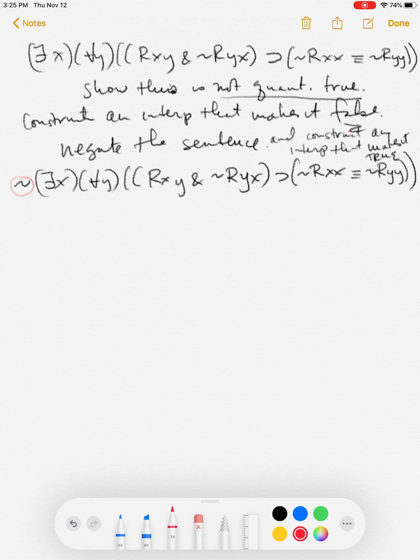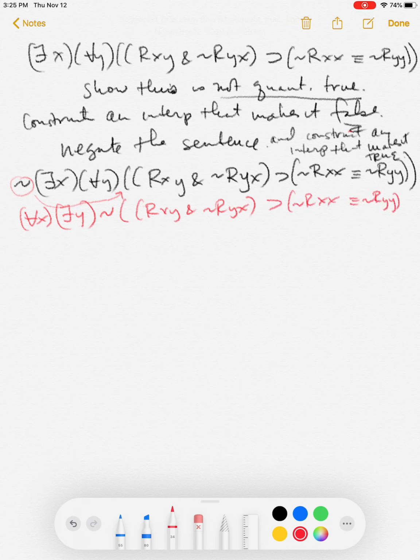I've stuck a negation sign in front of the whole thing, and now if I push that negation sign through so it shows up on the other side of those two quantifiers, it flips the quantifiers. Remember, we talked about that back in chapter 7. The existential turns into a universal, the universal turns into an existential, and out pops the negation sign on the other side. So now we've got the negation of this thing. Let me write the whole thing out: Rxy and not Ryx, horseshoe, not Rxx, if and only if not Ryy.